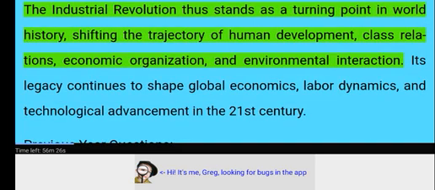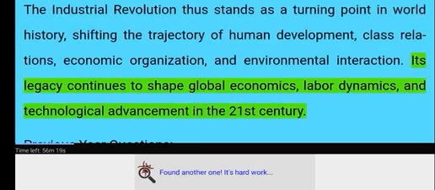The Industrial Revolution thus stands as a turning point in world history, shifting the trajectory of human development, class relations, economic organization, and environmental interaction. Its legacy continues to shape global economics, labor dynamics, and technological advancement in the 21st century.